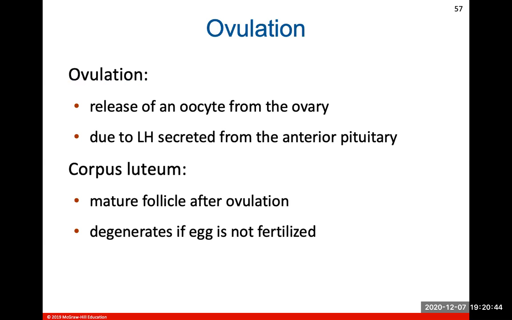Ovulation is the release of an oocyte from the ovary. It's due to luteinizing hormone secreted from the anterior pituitary. The corpus luteum is the mature follicle after ovulation. It'll degenerate if the egg is not fertilized.